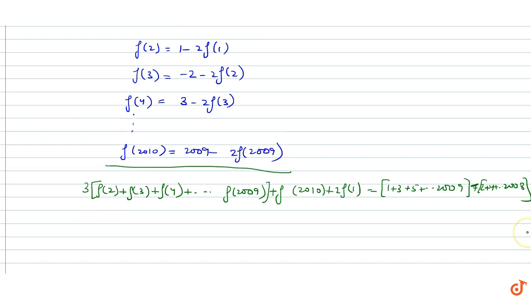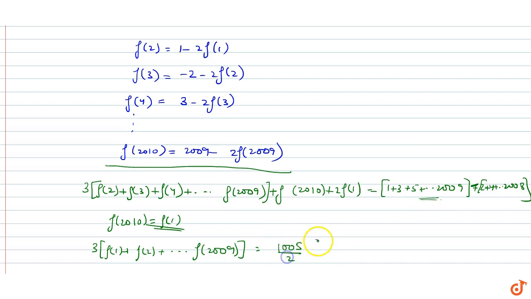First we see that f(2010) equals f(1), so this becomes 3 times f(1) plus f(2) up to f(2009) equals 1 plus 3 plus 5, which is an AP with sum n by 2. Here n is 1005, so 1005 by 2 into 2a plus (n minus 1) into d, minus, here n is 1004, so 1004 by 2 into 2a plus (n minus 1) into d.